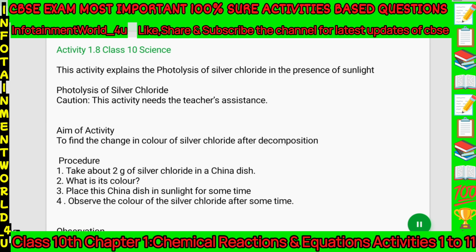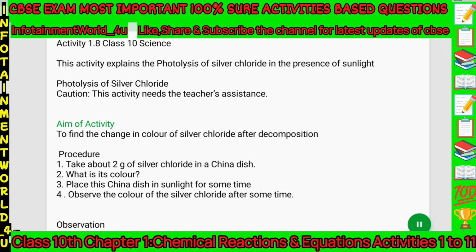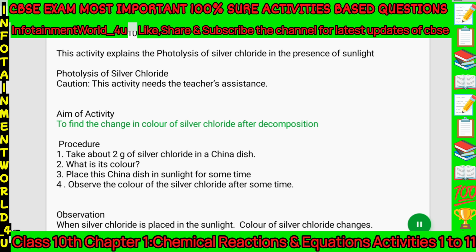Activity 1.8, Class 10 Science. This activity explains the photolysis of silver chloride in the presence of sunlight. Photolysis of silver chloride. Caution: this activity needs the teacher's assistance. Aim of activity: to find the change in color of silver chloride after decomposition.